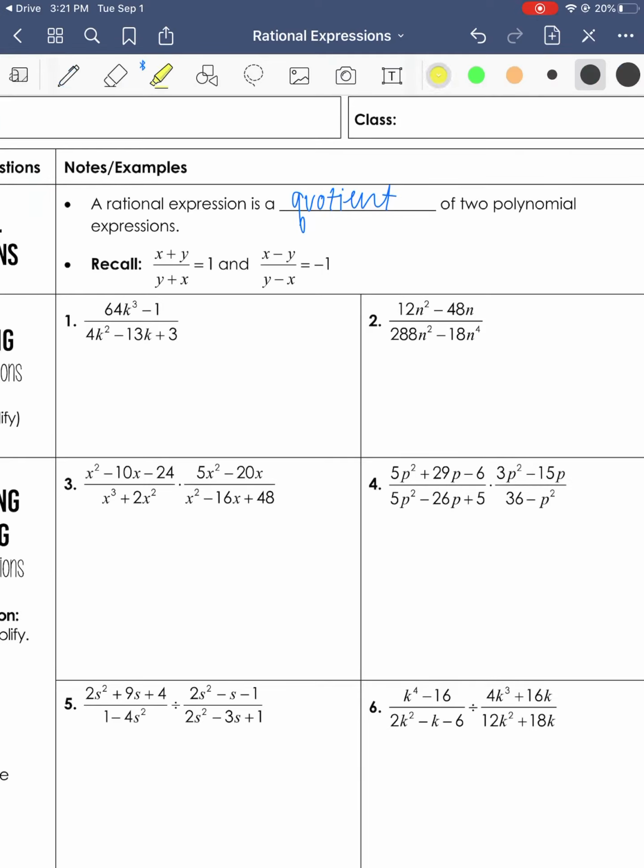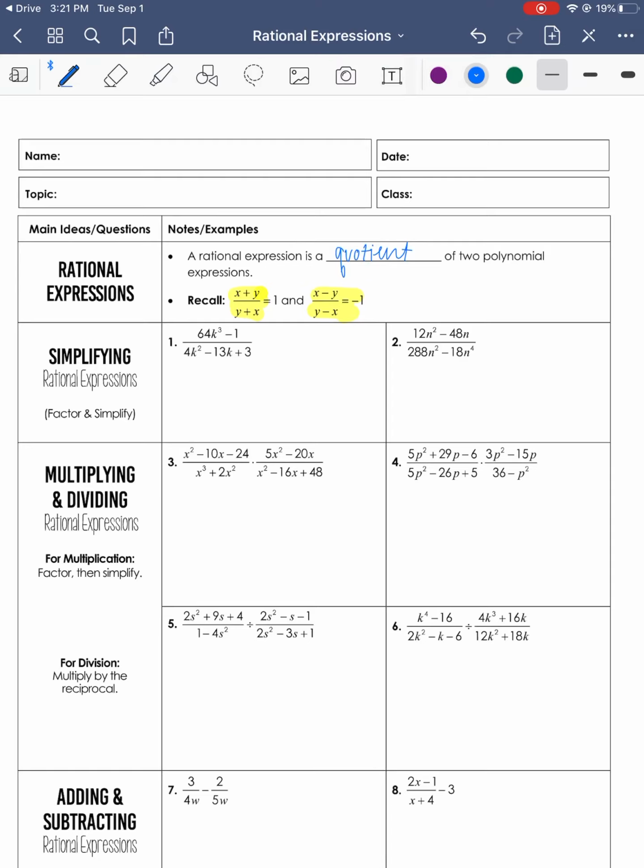And it is important to note these two here: x plus y over y plus x is equal to 1. I mean, it's the same thing. And the same thing with x minus y over y minus x. If you flip those with subtraction, that's equal to -1.